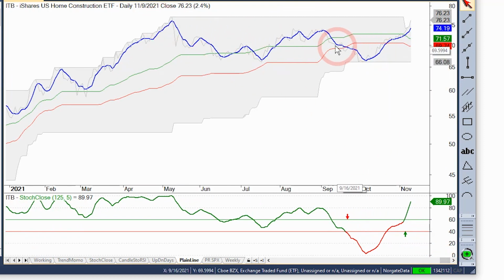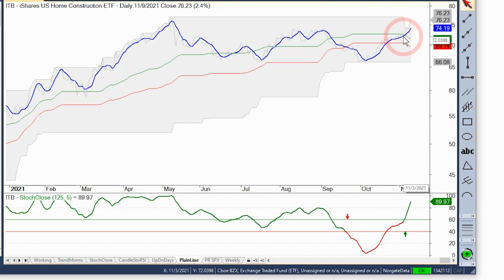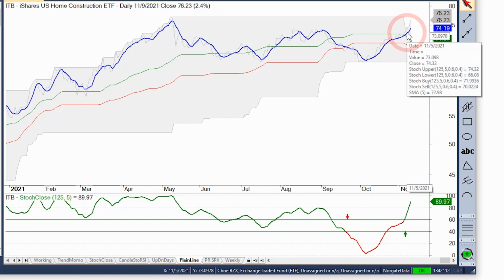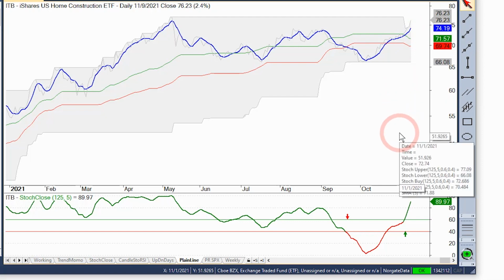And it was such a long correction, you moved below the red line there. And that's what caused StochClose to turn bearish. You were clearly in the lower half of the 6-month range. That's why it turned bearish. And now we've gotten above the green line. We're clearly in the upper half of the 6-month range. So we're back bullish again on housing.